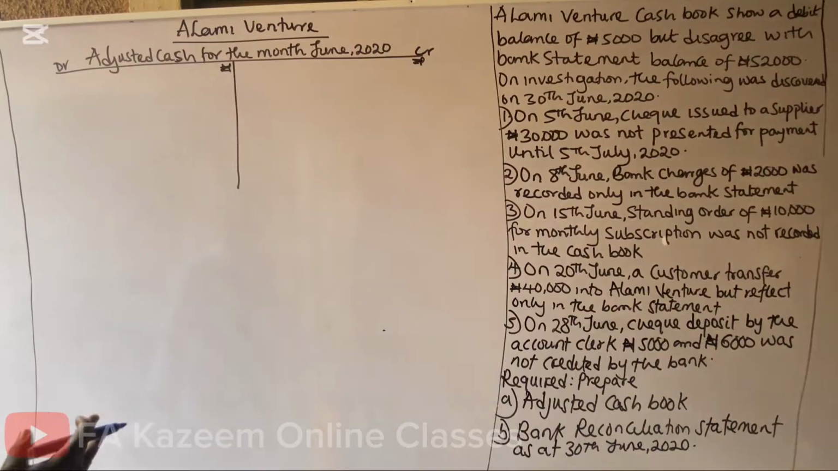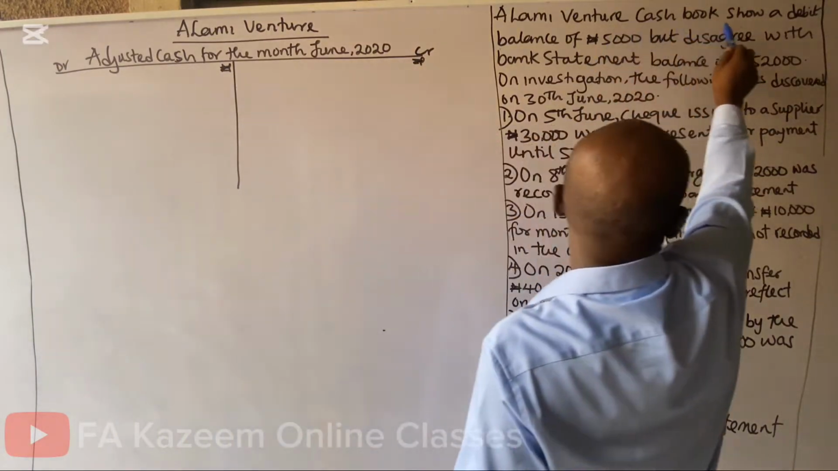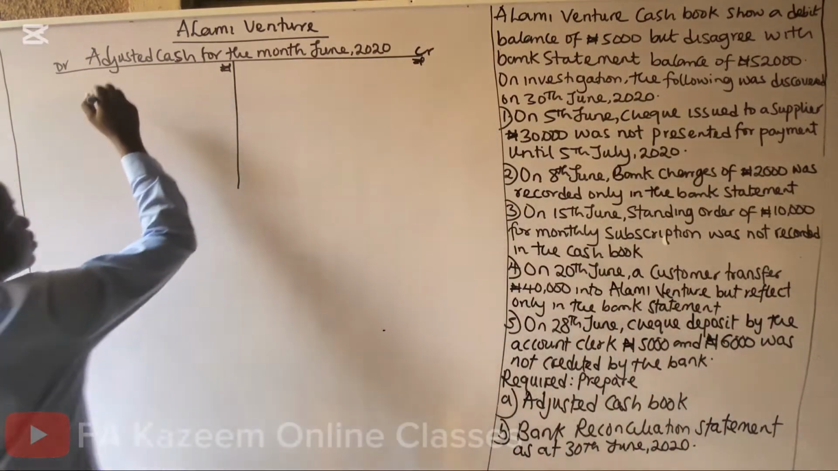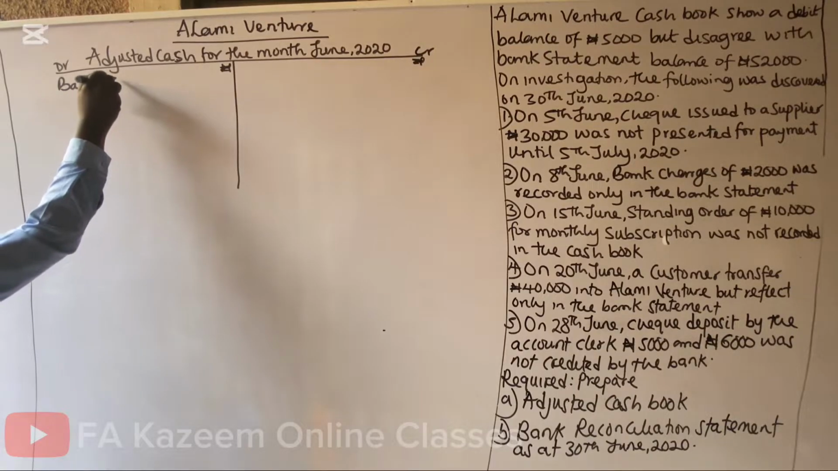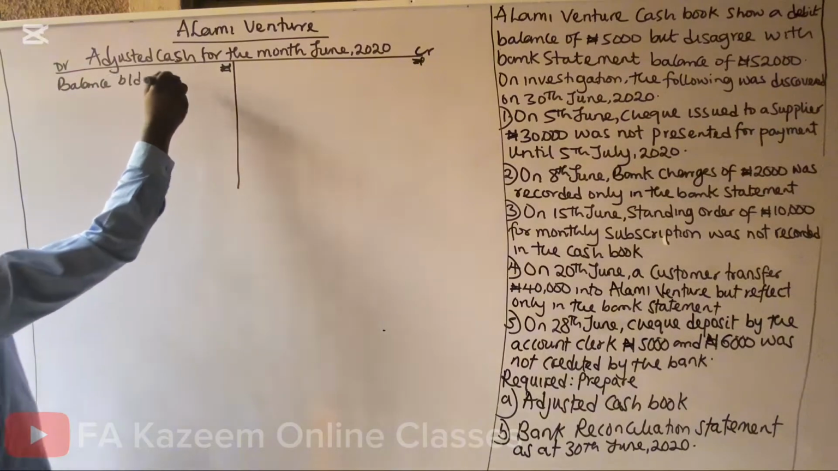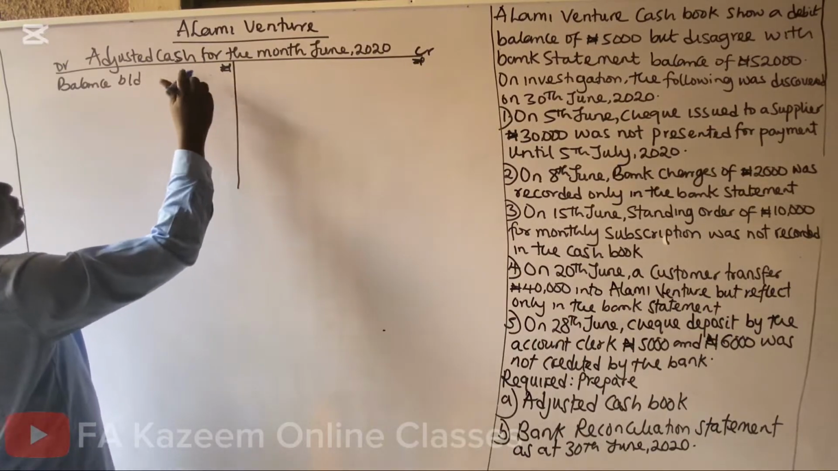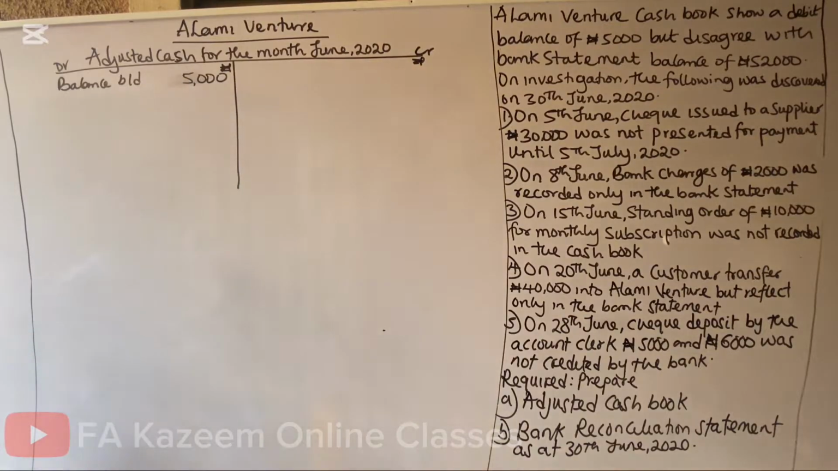Now, let's look at it. We're told that the cash book shows a debit balance of 5,000. If we are saying the cash book shows a debit balance, we'll come here, the balance BD, how much? 5,000 naira. That's the balance at the beginning.